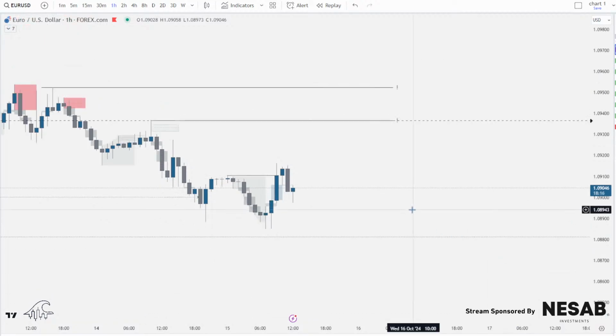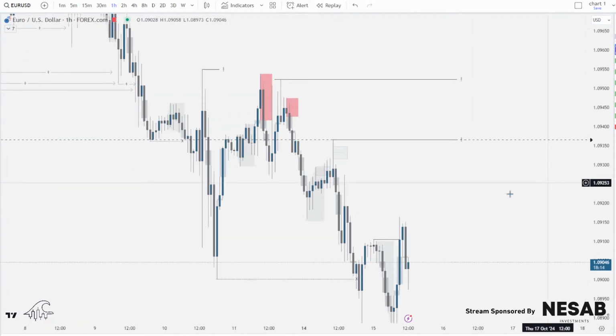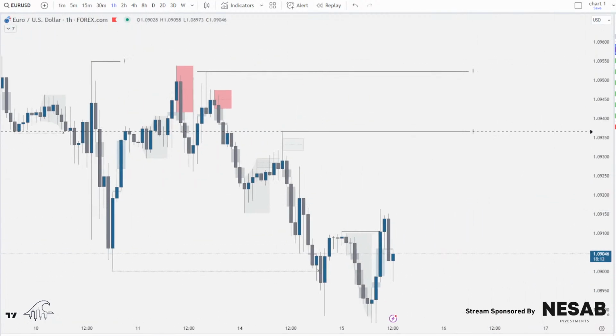This is another example here. Look at this on the hourly, right? This is gold. We had one bullish move here. Price gave a gap, went bearish. We had one bullish move here. Price gave gap, went bearish. No bullish moves, bearish, bearish, bearish. Now we've got bullish coming in.